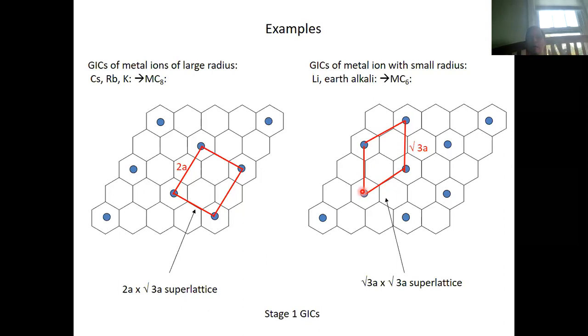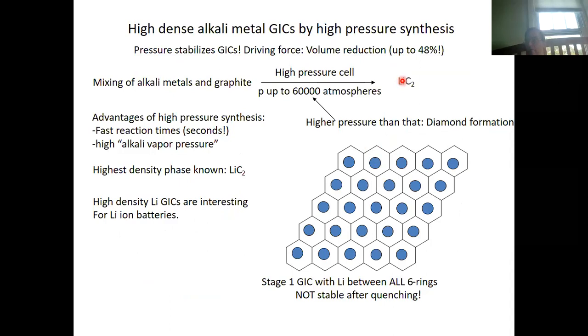So for a battery electrode material, you would like to store as many charges as possible in your material. So therefore, you will certainly prefer a stage one graphite intercalation compound with lithium. At ambient pressure, the lithium content is restricted to the composition of lithium to carbon being 1:6. However, when you use high pressure, you can increase that lithium ion content further to LiC2. You can do this just by mixing the alkali metal with graphite at about 60 kilobar to form that compound.